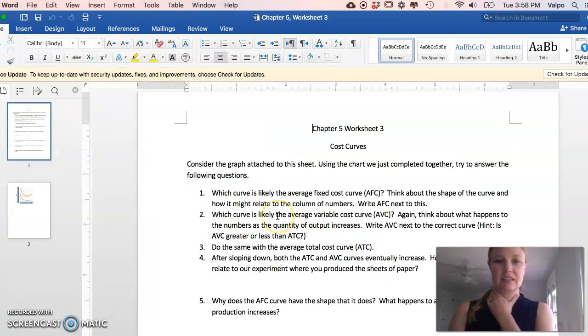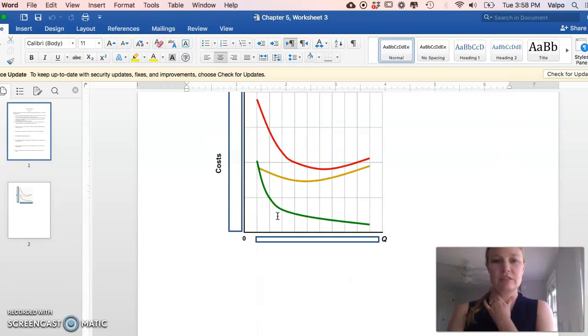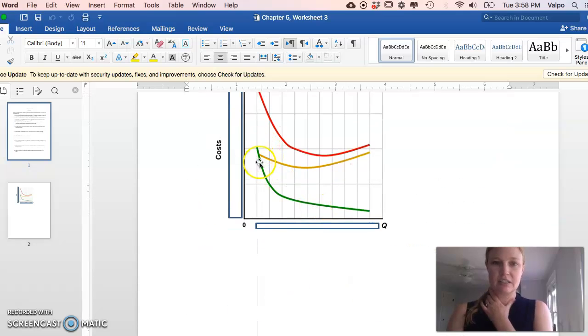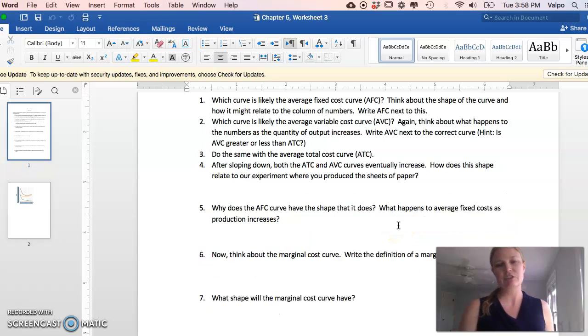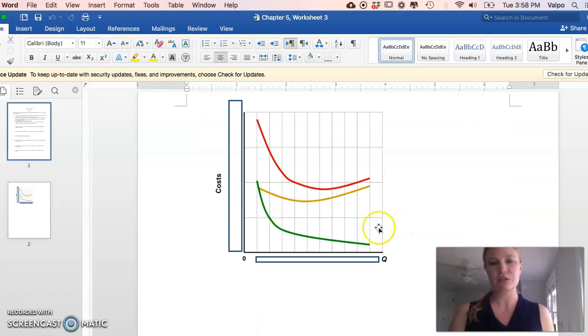We're looking at the cost curves. Which curve is likely average fixed cost? It's the green one. Why? Because as quantity increases, it's the only one that consistently decreases. Which curve is likely the average variable cost curve? This is where I lose students, because they know this one might be and they know this one might be. So you have to think, well, average total cost is greater than average variable cost, so it must be this middle one. Which one is average total cost then? It must be the top one.